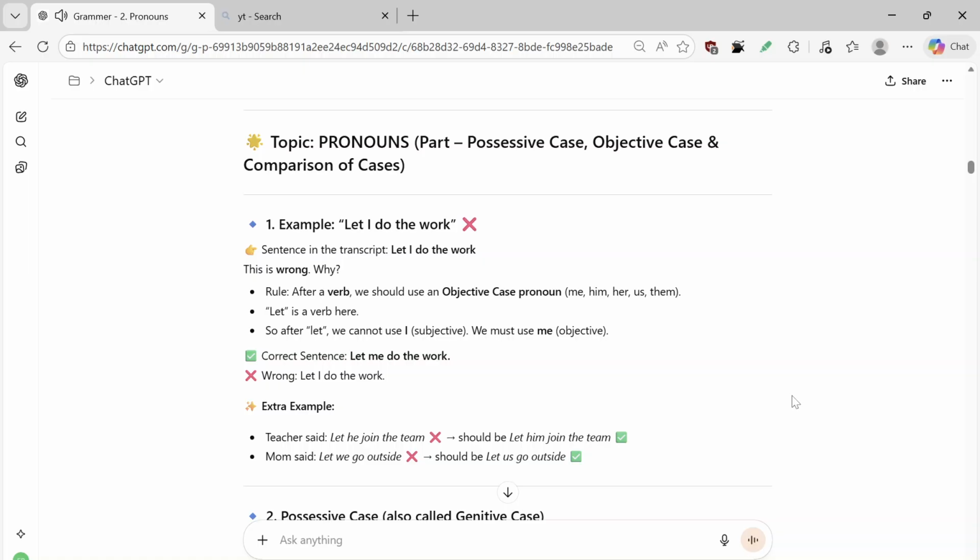Let is a verb here. So after let, we cannot use I, subjective. We must use me, objective. Correct sentence: Let me do the work. Wrong: Let I do the work. Extra example: Teacher said, let he join the team, should be, let him join the team. Mom said, let we go outside, should be, let us go outside.